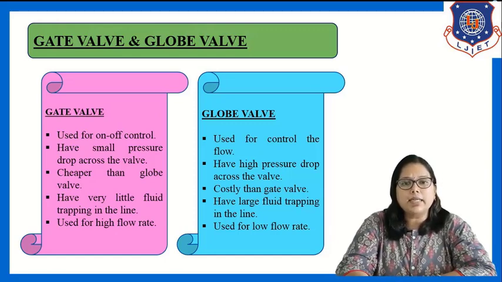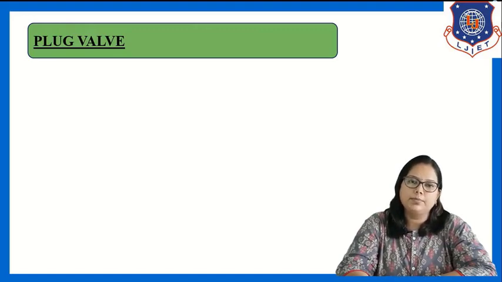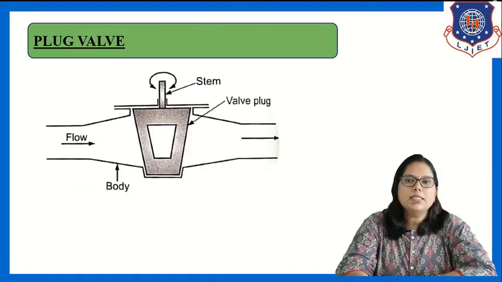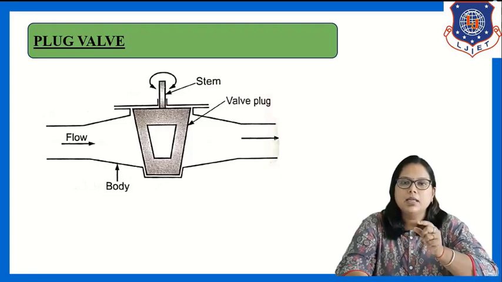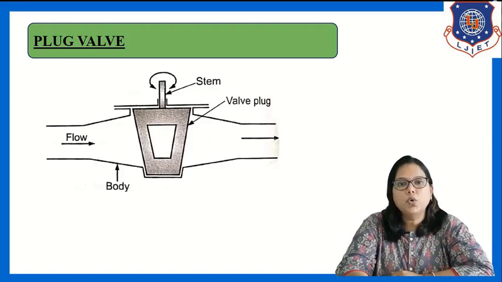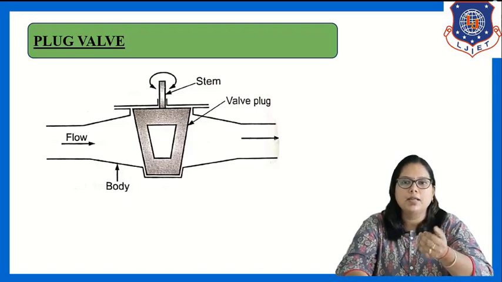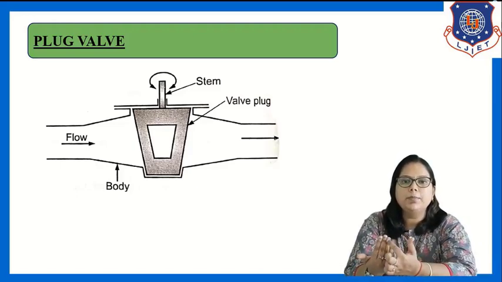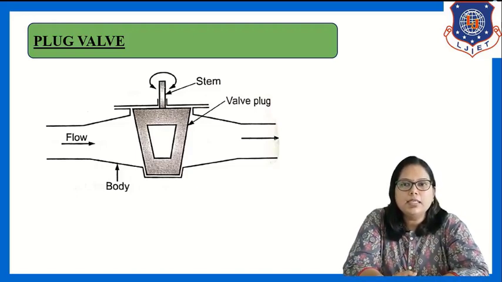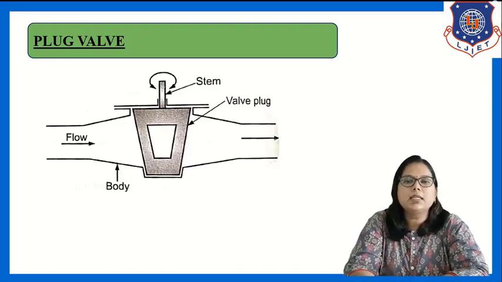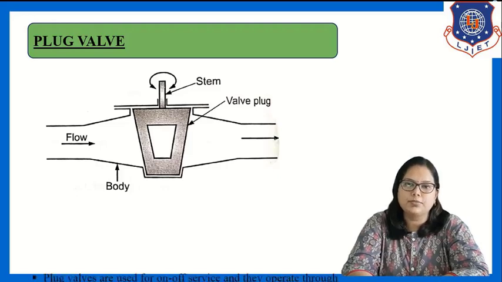Now let us take another type of valve, which is the plug valve. See the figure. In this plug valve, you can see there is a valve plug. The middle portion of the valve plug is hollow. You can see in the figure that in this position, in the middle, there is a hollow part. And this position, which you can see in the figure, is the closed valve position. In this, the valve is in closed position.